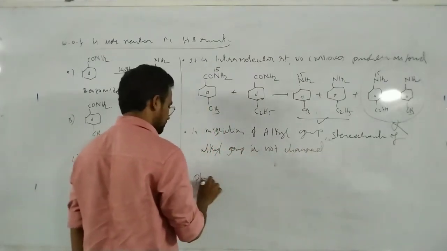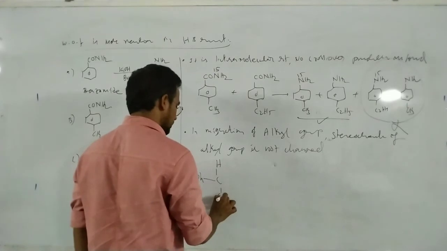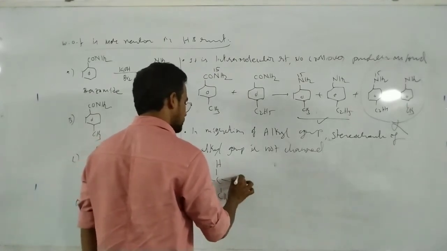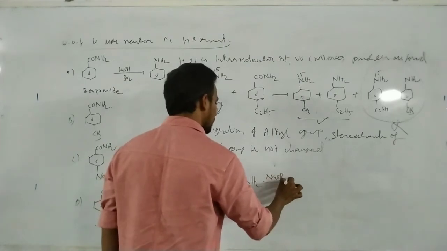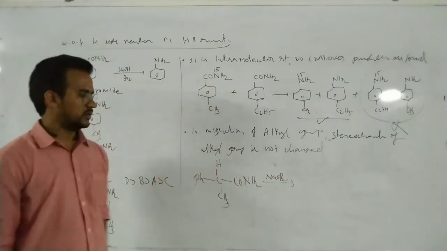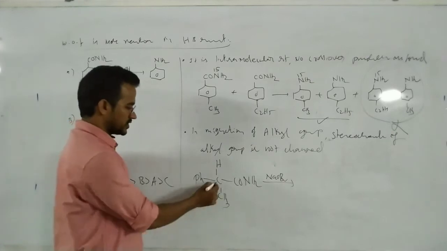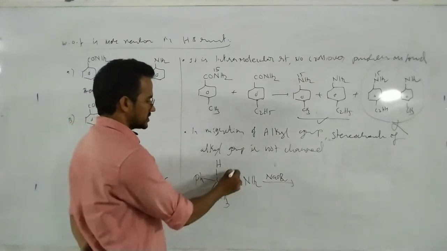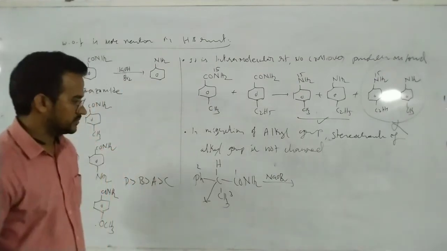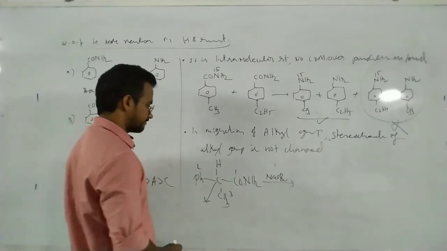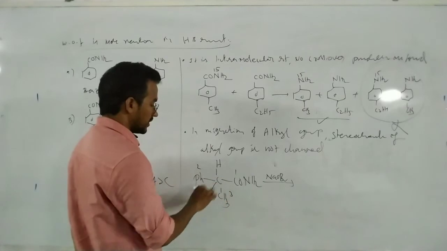That means here, suppose Ph, here hydrogen, here CH3, here CONH2. This one I'm treating with NaOBr, that is NaOH plus Br2. Now here, what is the configuration of this alkyl carbon? So here CONH2 is the first priority, next phenyl, and here the third priority. Okay. So now in this case, what is the arrow?